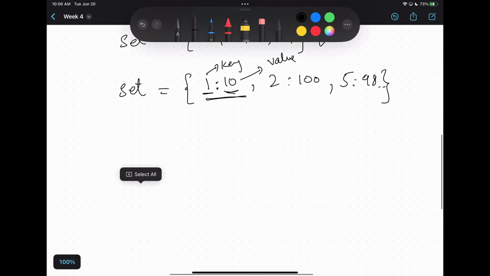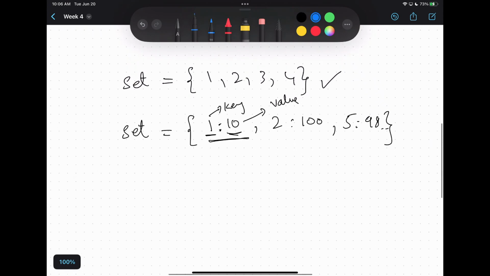From an MCQ's perspective, let's say instead of having this, I have this element. First of all, is it a set? No. Why? 2 is repeated. A set always contains elements which are unique. It cannot have repeated elements. So again, it's a small thing that we are discussing. By looking at it, you can identify whether it's a valid set or not.